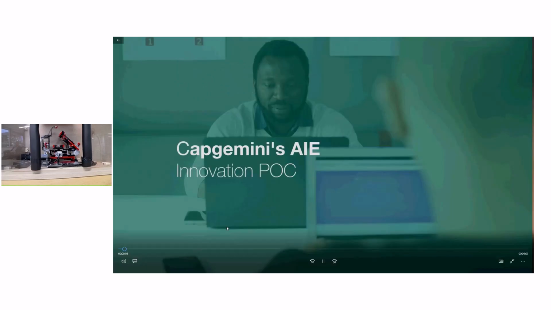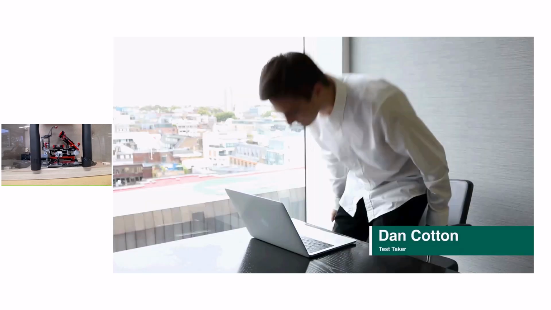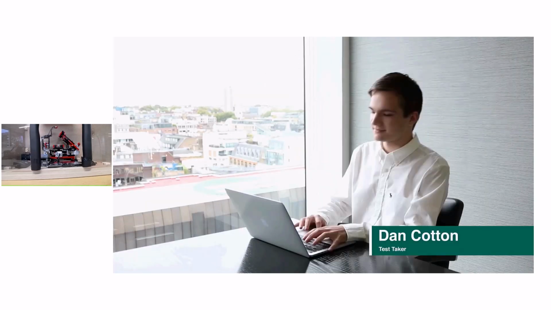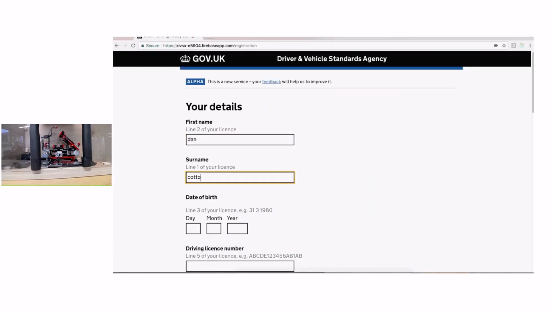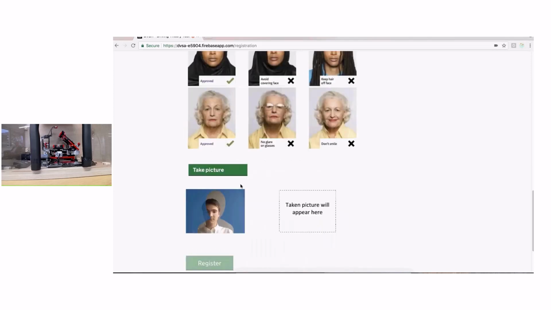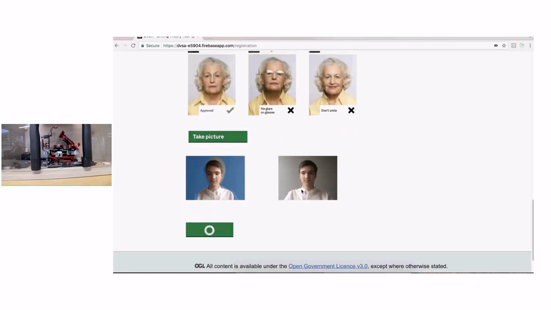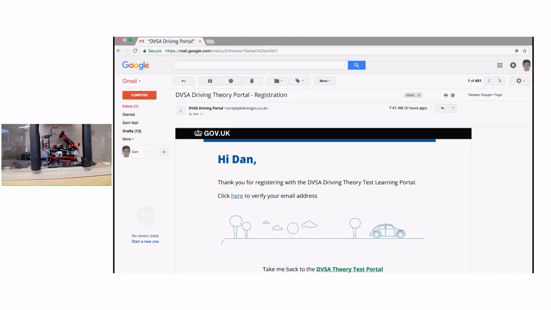Welcome to DVSA's driving portal. This portal is designed to help learner drivers have their theory test well. We are now going to follow Dan, a learner driver looking to take his theory test. First of all, Dan registers his details on the DVSA website, including his driving license number. Dan is also required to take a photo. This will be used to reference against the source driving license image stored in the DVLA database. Once Dan has registered, he will receive a confirmation email to log in.